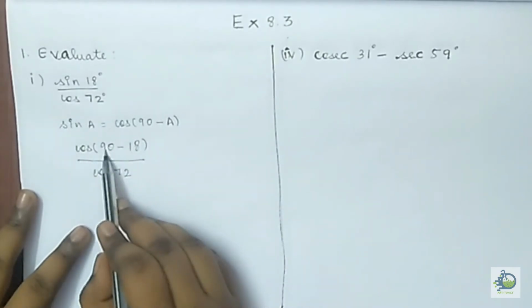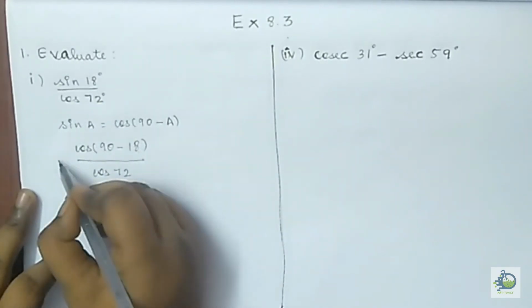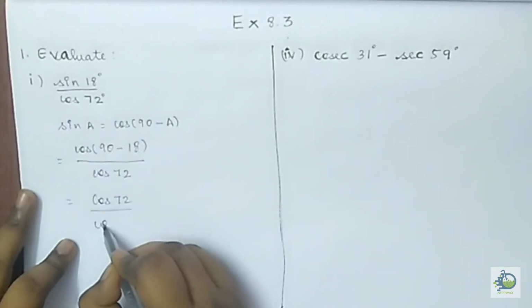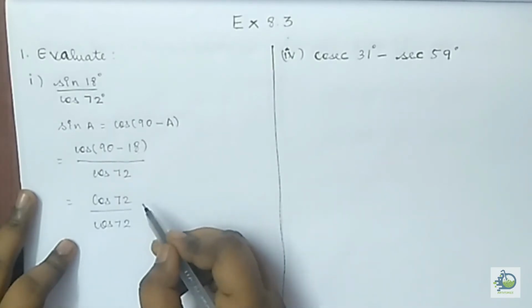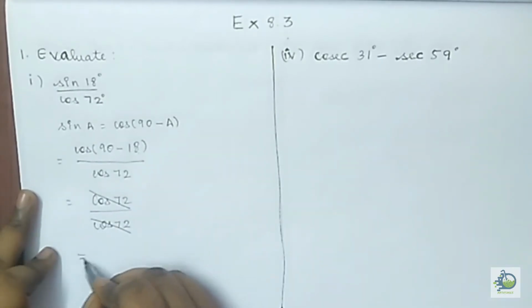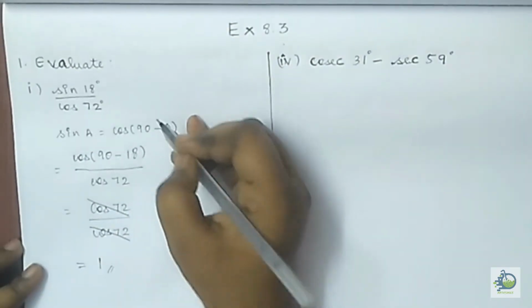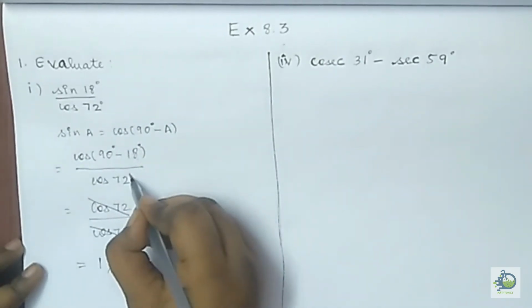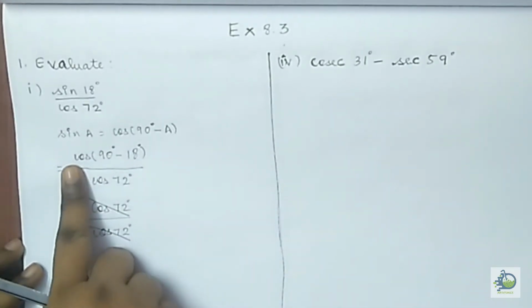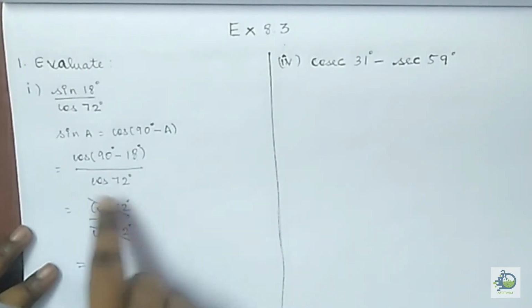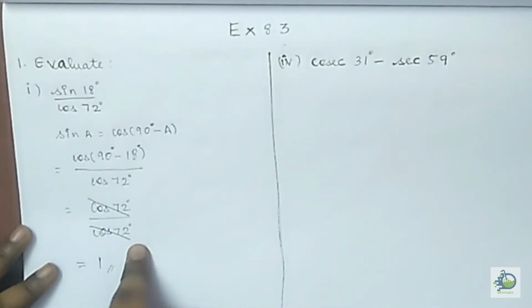Now 90 minus 18 is 72. So this can be written as cos 72 divided by cos 72. Since both numerator and denominator are equal, we can cancel both of these and the answer is 1. Sorry, it must be mentioned as 90 degrees, 18 degrees, 72 degrees. So cos 90 degrees minus 18 degrees gives cos 72 degrees. So cos 72 degrees and cos 72 degrees get cancelled and we get the answer as 1.